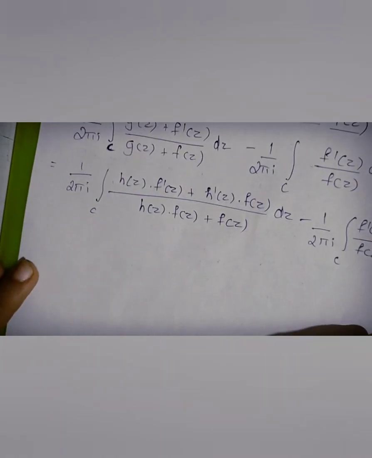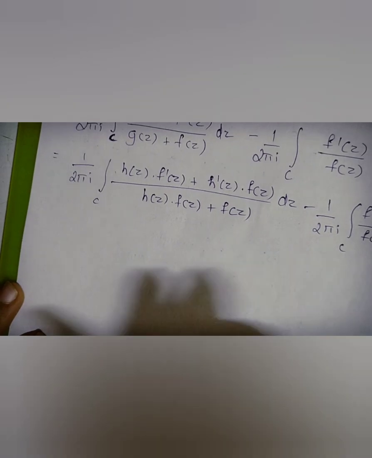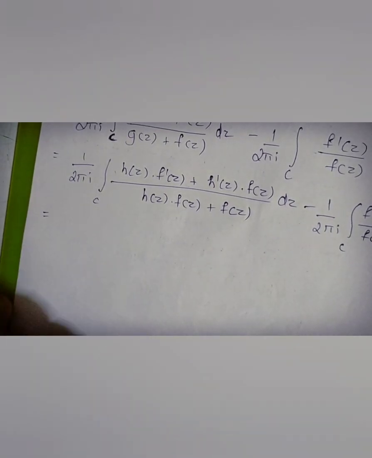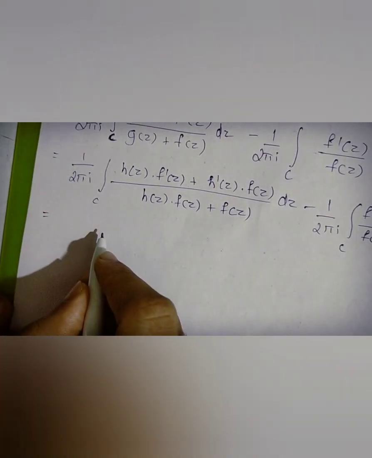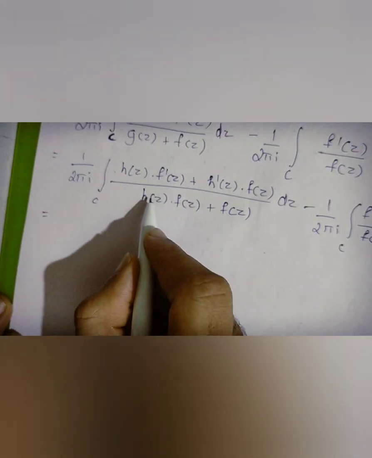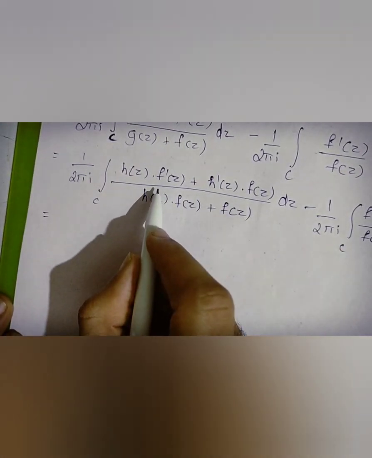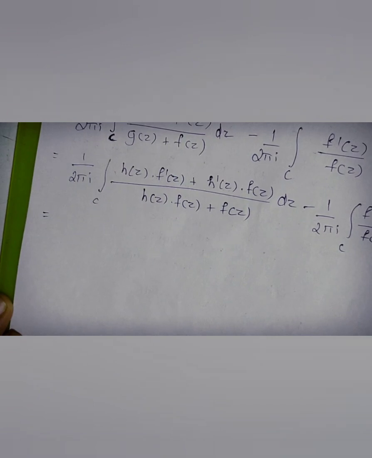So let's try to proceed further to get the final answer. So I can just write this, right? So we can split this denominator, or else you can also simply see that there is something which can be taken common out.